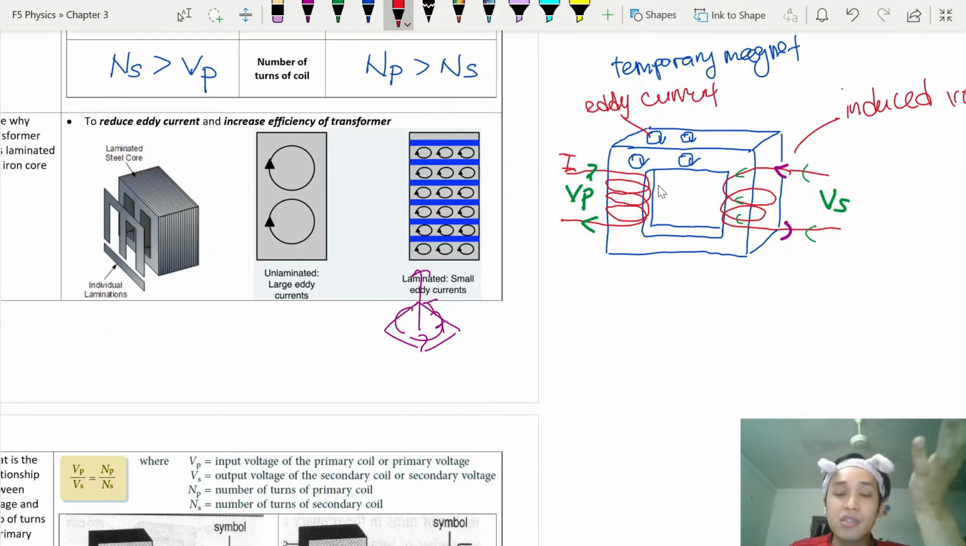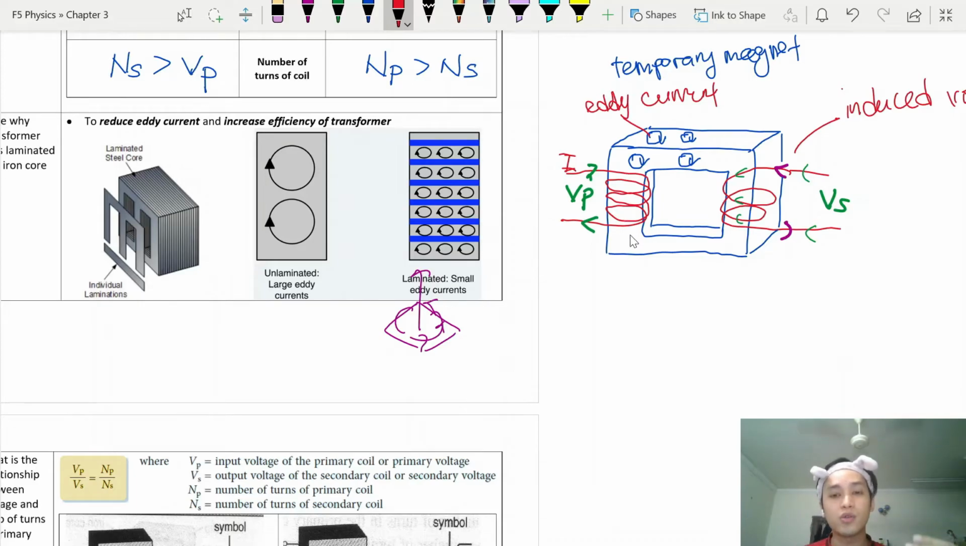Now the problem with eddy current is like this. If your current is moving in a circular shape, meaning it's not moving to the other side, it's concentrated. Your current is constantly moving here, it keeps on moving at the same spot, move, move, move. What happens is that you are going to heat up the metal here. So when there is eddy current, the metal will heat up, meaning that there will be energy loss. So it is not efficient because your transformer will heat up. Once the transformer heats up, a lot of energy is being wasted as heat energy. We do not want that in the transformer.